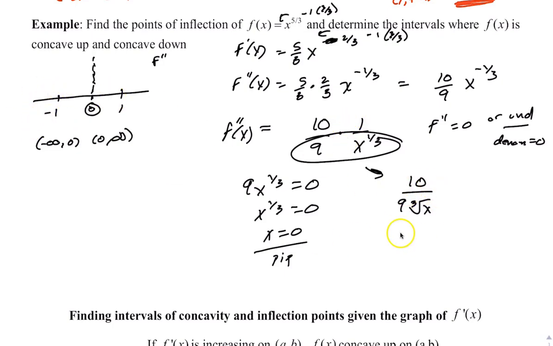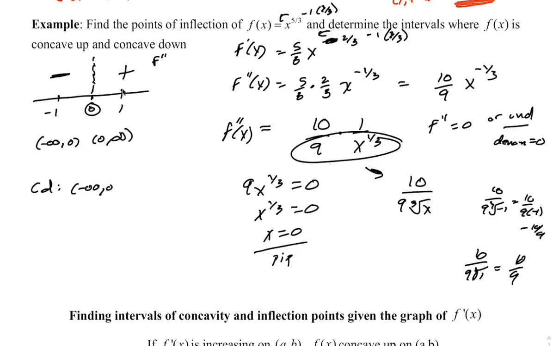Just plug -1 in there. If you plug in -1, you get 10 over 9 times the cube root of -1, which is 10 over 9 times -1, negative 10 over 9. So this is negative. If you plug in 1, 10 over 9 times the cube root of 1, which is just 10 over 9. So positive. So this is concave down, and this is concave up. Negative infinity to 0 is my concave down. My concave up is from 0 to infinity. And notice we go from negative to positive. There's a sign change, so there is an inflection point at 0.